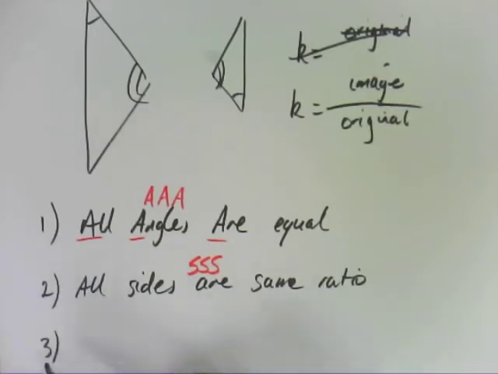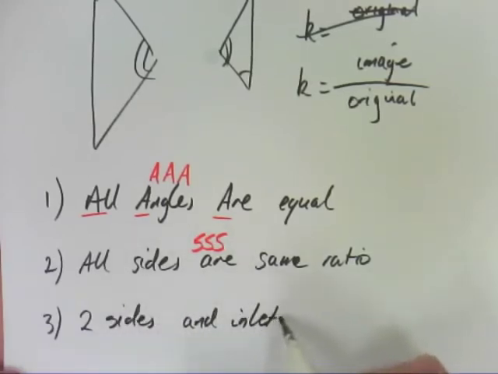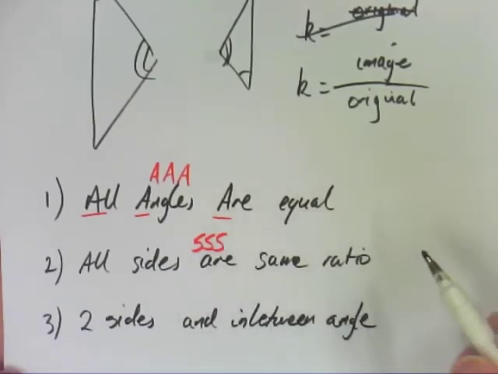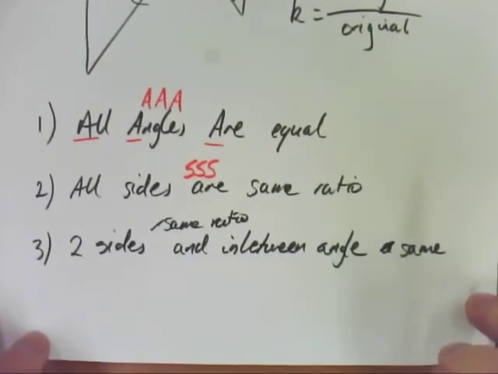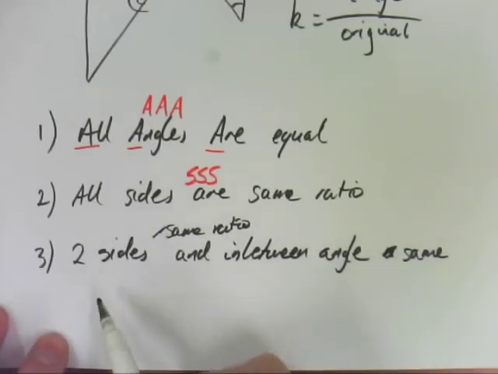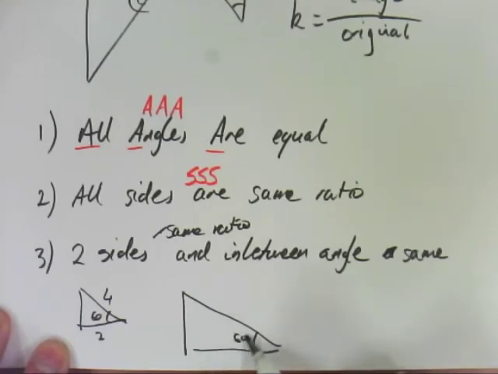And the third one is two sides in the same ratio and the in-between angle is the same. I'll draw an example of that. So that's something like where this is 2 and this is 4, and let's say that's 60. And we draw a bigger one where this is still 60 and that's 8 and that's 4.